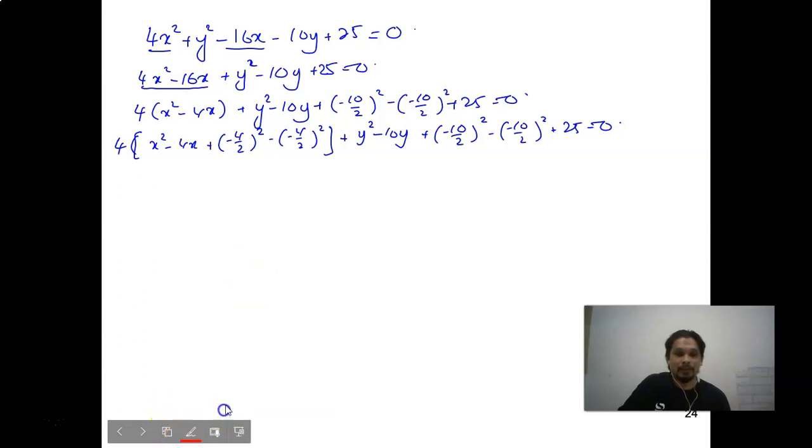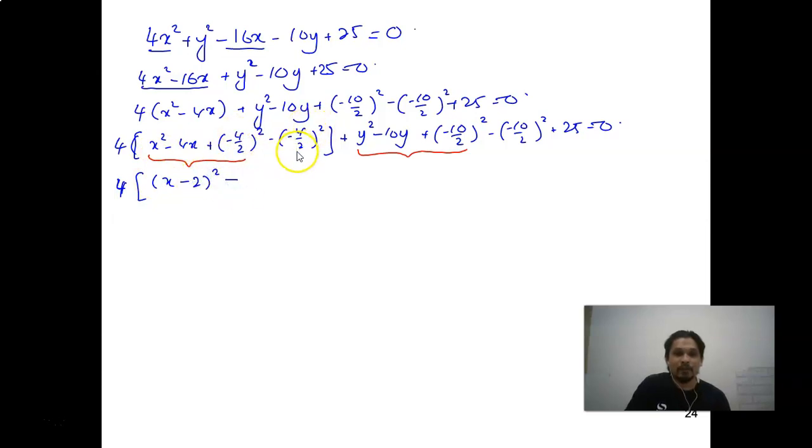Now for these terms here, we come up with a conclusion. For the x terms, this comes out as 4 times (x minus (negative 4 divided by 2)), which is (x minus 2) squared. Negative 4 divided by 2 is negative 2, and negative 2 squared equals 4. Plus, for the y terms, (y minus (negative 10 divided by 2)), which is (y minus 5) squared. Negative 10 divided by 2 is negative 5, and negative 5 squared is 25, plus 25 equals 0.